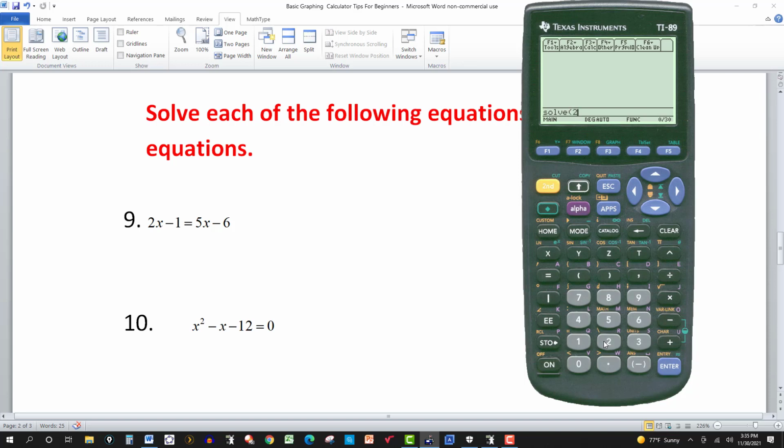So it's 2x minus 1 is equal to 5x minus 6.